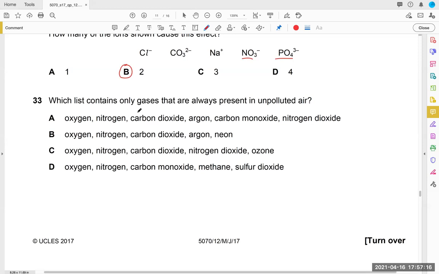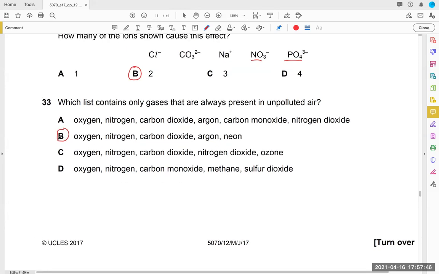Which list contains only gases that are always present in unpolluted air? Basically the gases that are in pure air. अब pure air तो वैसे कुछ नहीं कहना चाहिए, unpolluted air ही कहना चाहिए. So oxygen होता है, nitrogen होती है, carbon dioxide होती है, argon होती है, neon होती है, yes. Carbon monoxide नहीं होती, nitrogen dioxide नहीं होती. They are both results of pollution. ओजोन होती है क्योंकि ओजोन नेचुरल है, लेकिन नाइट्रोजन डाइऑक्साइड नहीं होती. सो ये भी हम ऑप्शन नहीं ले सकते. So that leaves us with B as the most sound option for all these things.